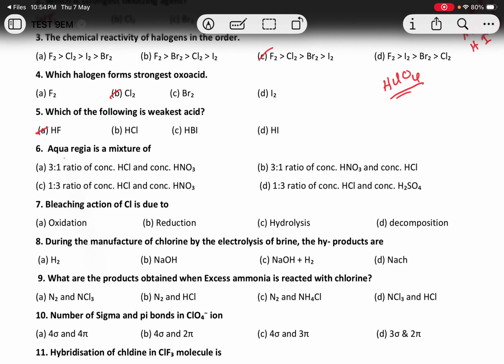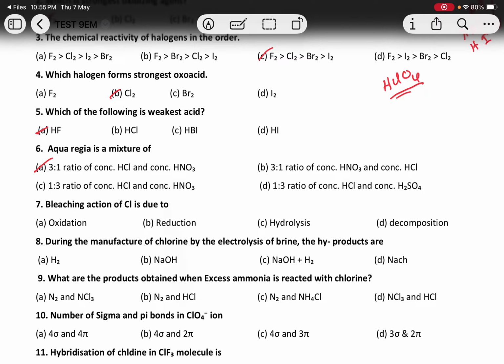Next, sixth one. Aqua regia is a mixture of concentrated HCl and HNO3. Here the given options are HCl and HNO3. They are in the ratio 3:1. HCl is 3, HNO3 is 1. So option A is the correct one.